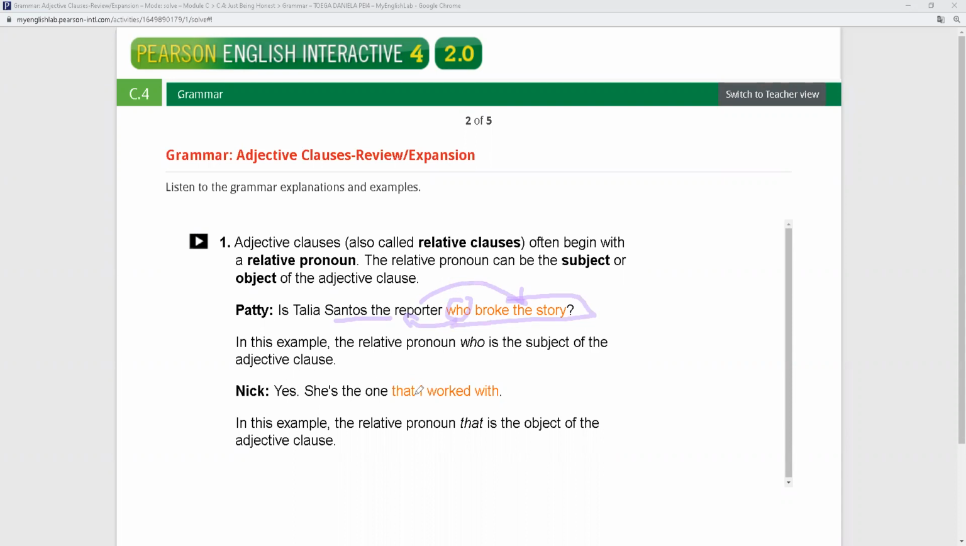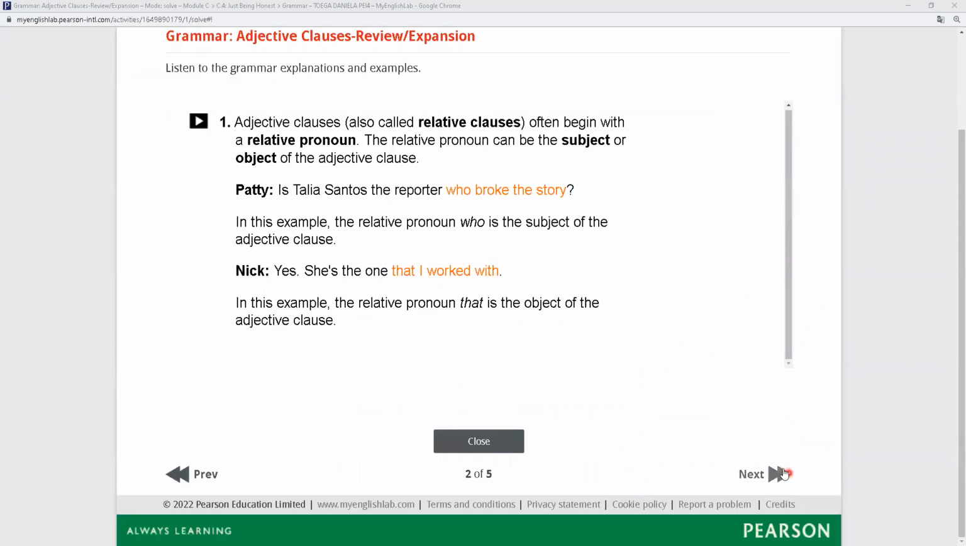Okay, and we can also use that. She's the one that I work with, so I'm talking about she. Okay, and this is the adjective clause. All right. Super. All right. Let's continue though.